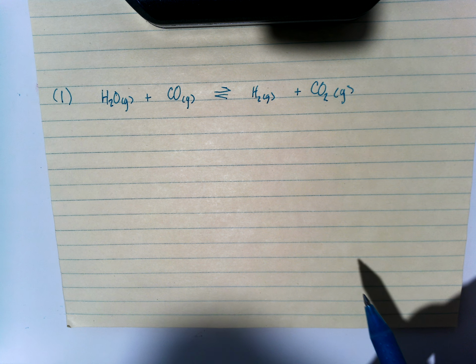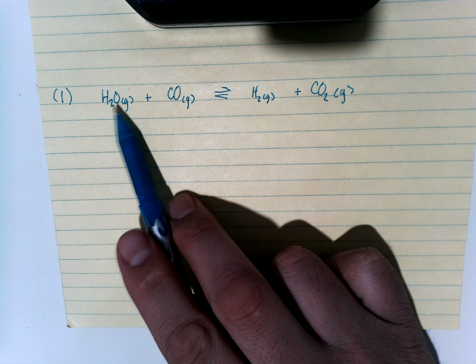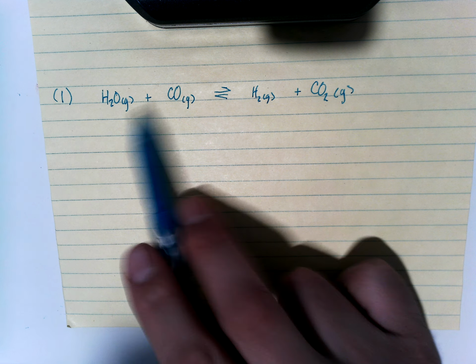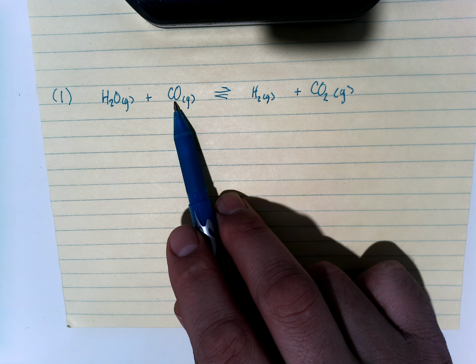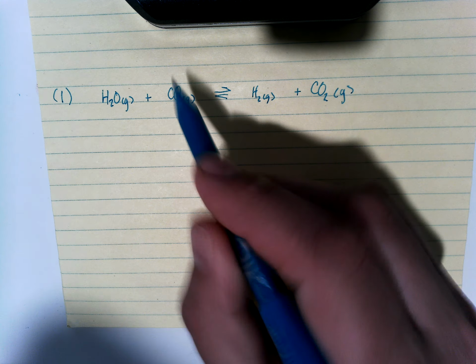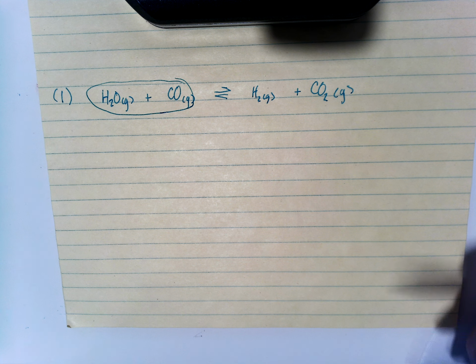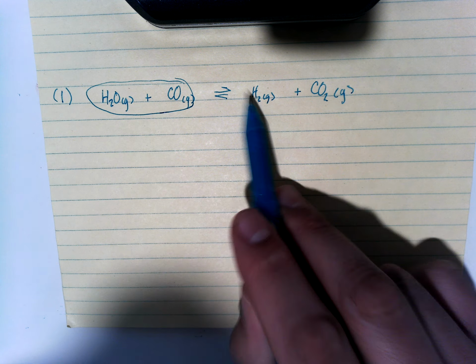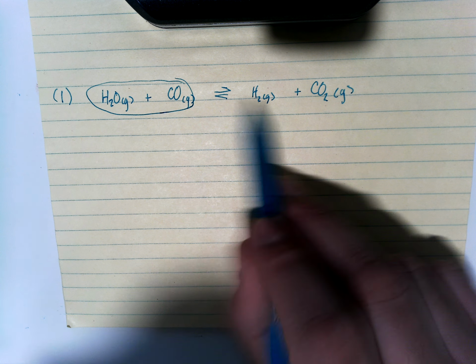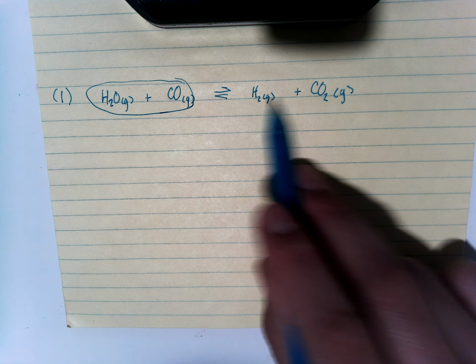Okay, for question one, we're given water vapor and carbon monoxide gas in a reaction vessel. So at the start, we only have these two things, and then the reaction proceeds to equilibrium. What that means is it's now producing some of this product. We don't know how much, but we know it's producing some.